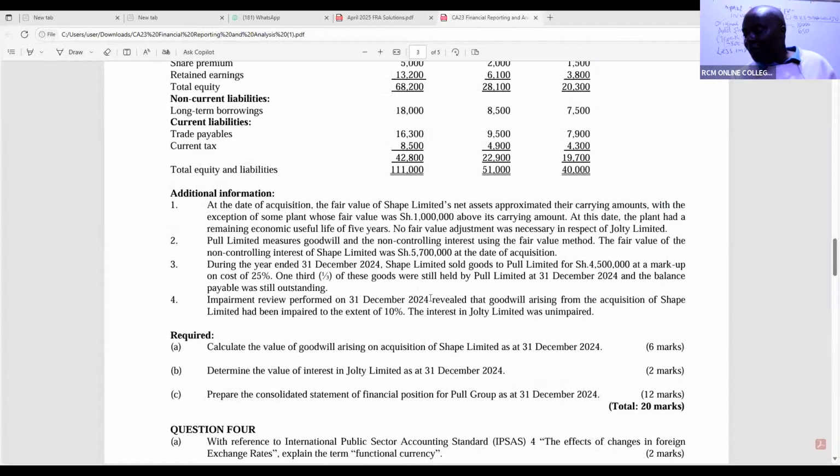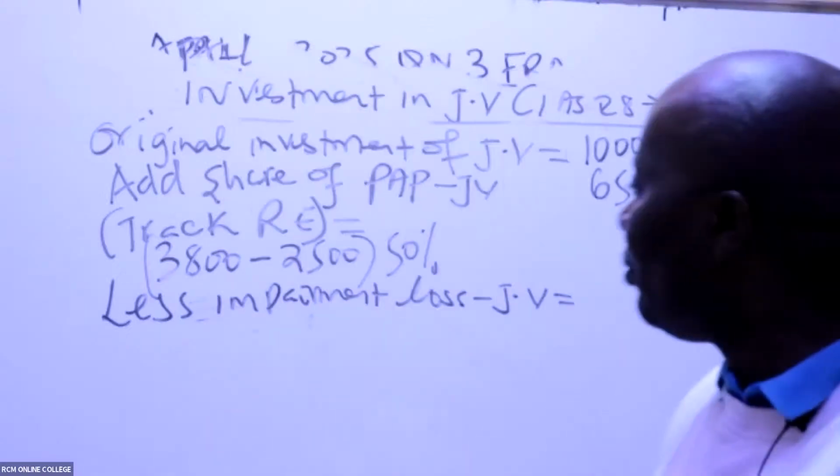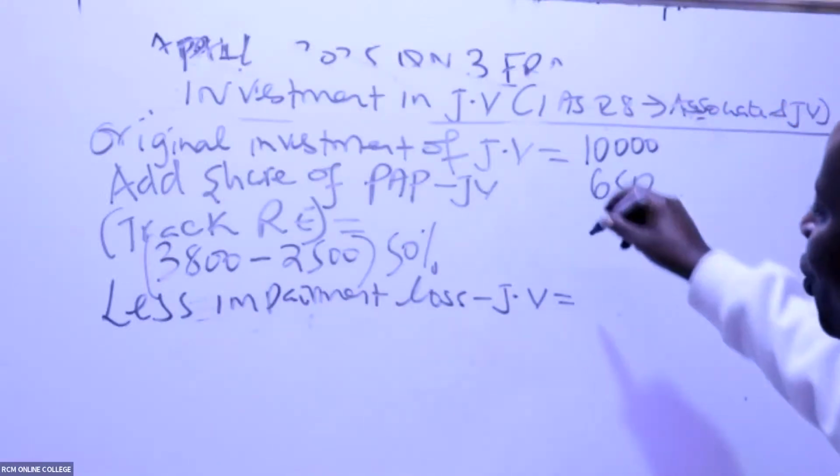Impairment review performed on December revealed that goodwill arising from the acquisition of GJ Limited had been impaired to the extent of 10%. The interest in GJ Limited was unimpaired. So impairment loss is 0 for the joint venture. Remember, GJL is joint venture, 0.